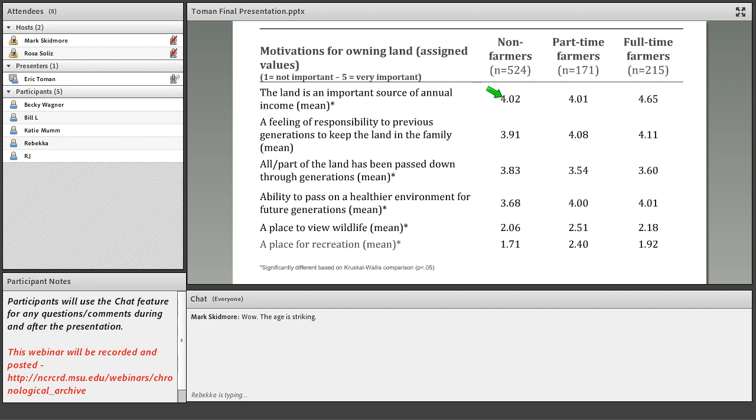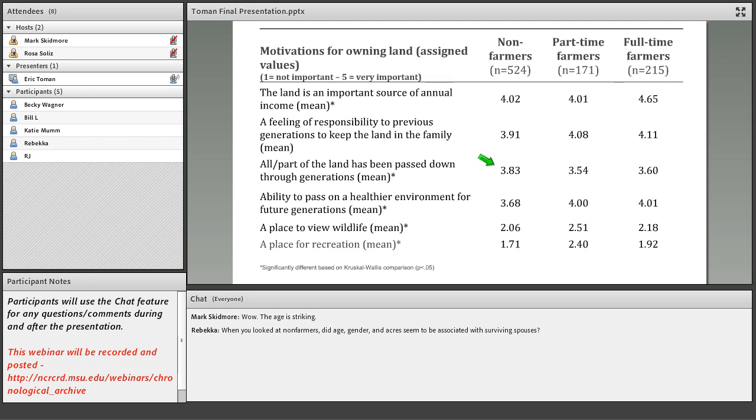So this is really getting at the idea of assigned value. What are the motivations for owning land? On this, I think ultimately they were pretty high across the board as we go through these first four items, across non-farmers, part-time, and full-time farmers. Land seems to be a more important source of annual income, or a higher attached value, for full-time farmers than for part-time and non-farmers.